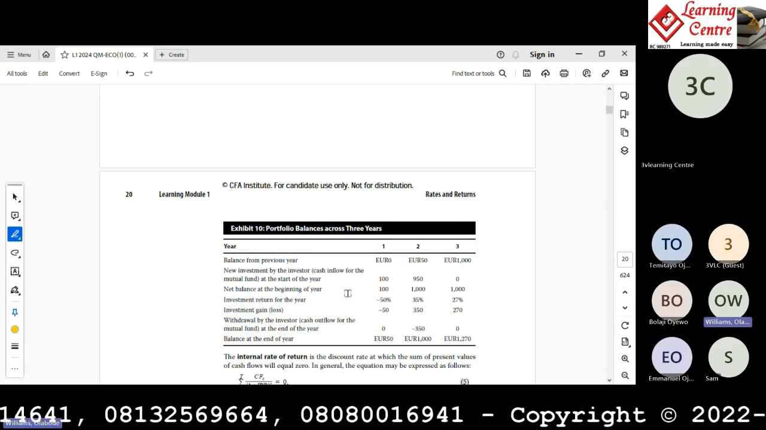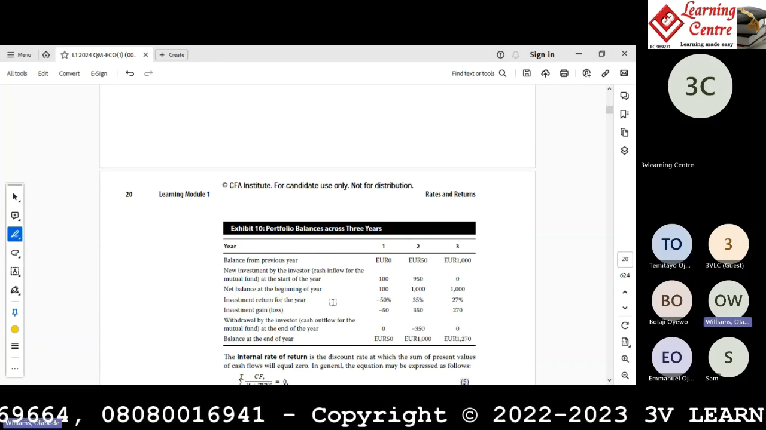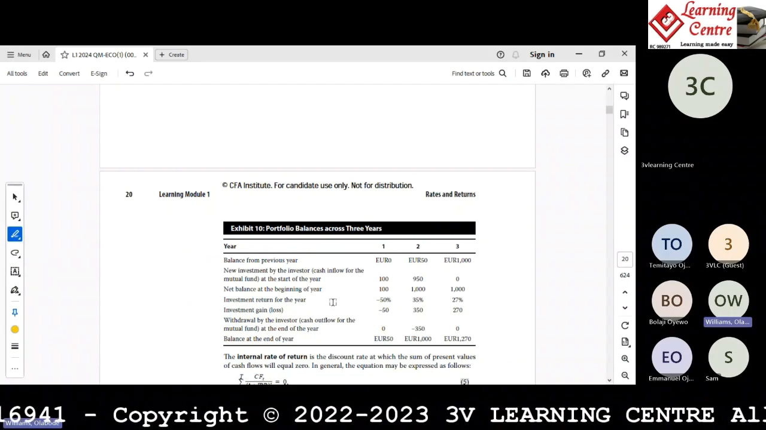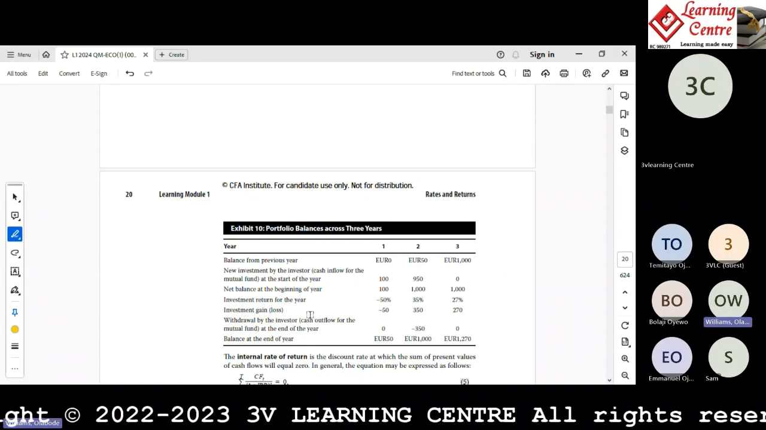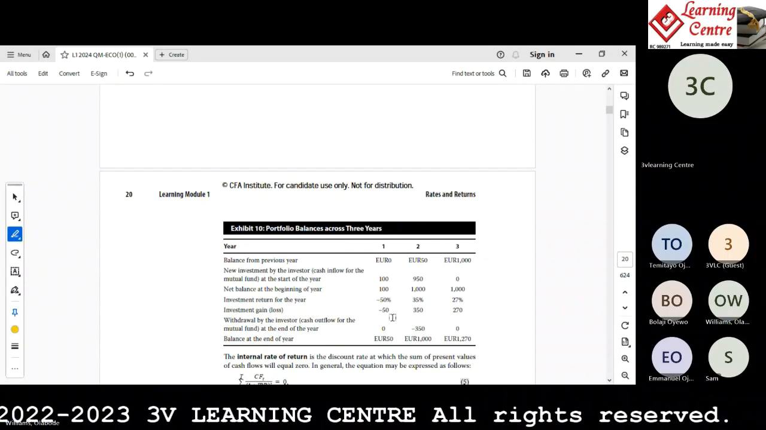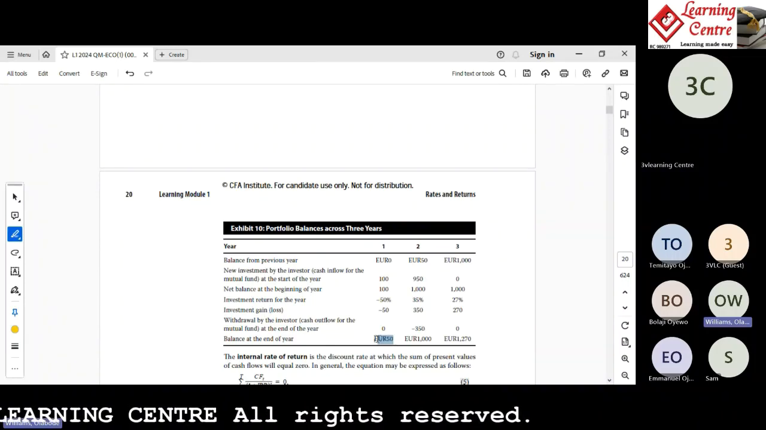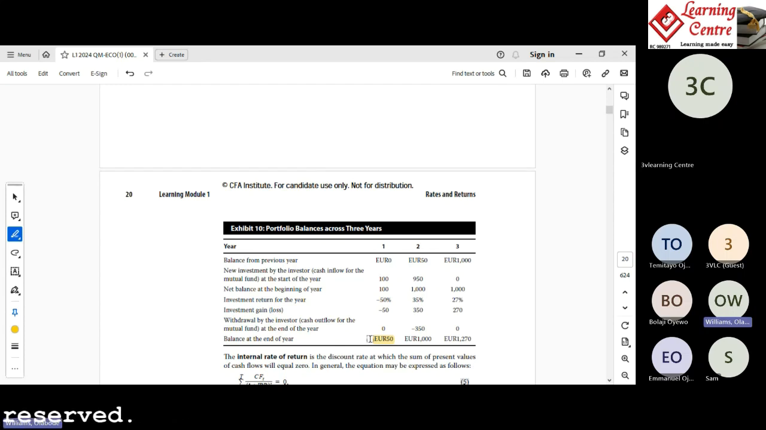Net balance at the beginning of the year is 100. Investment return for the year is minus 50%, which means the investment lost 50%. Now, if the investment lost 50%, it means that your gain or loss is 50 euro. At the end of the year, you will be left with 50 euro out of your 100 euro investment at the beginning of the year. Now, you take this 50 euro, that becomes your balance from previous year in your second year. So that becomes this in your second year.